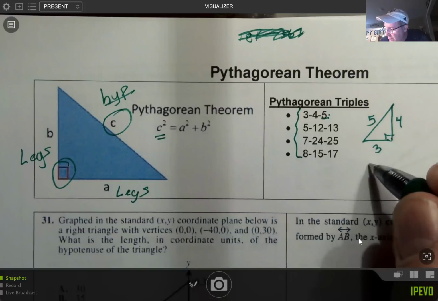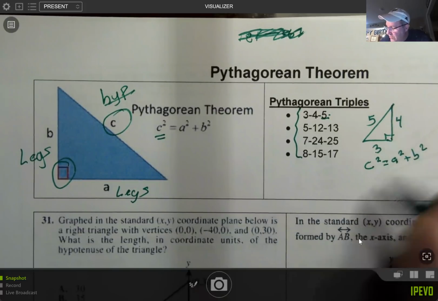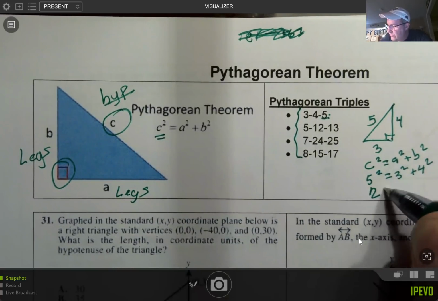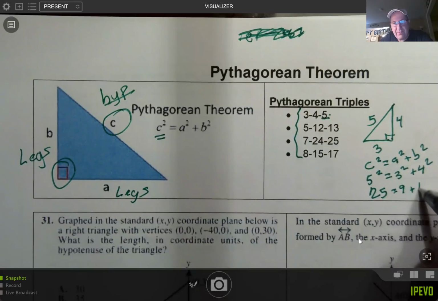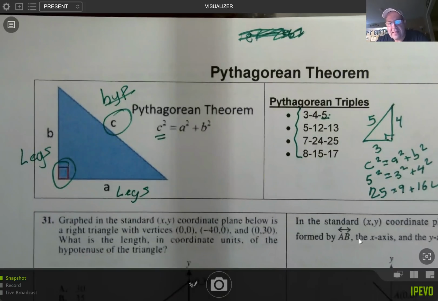And if I do the Pythagorean theorem, plug the numbers in, we'll see that we get 25 is equal to 9 plus 16. In fact, that works. So this is like a quick way to get an answer. It's a huge time saver.